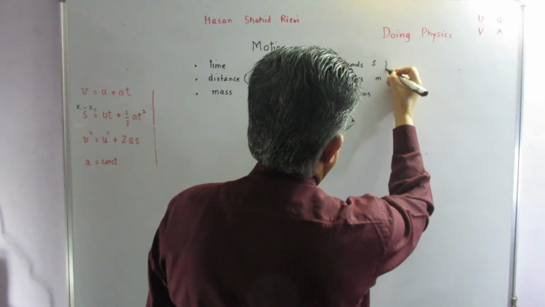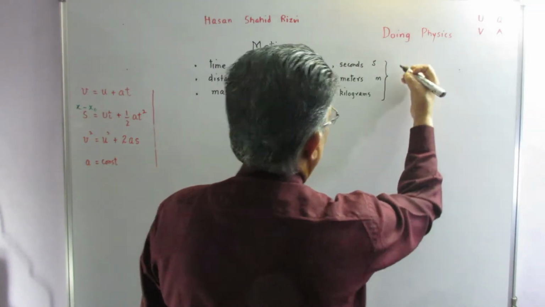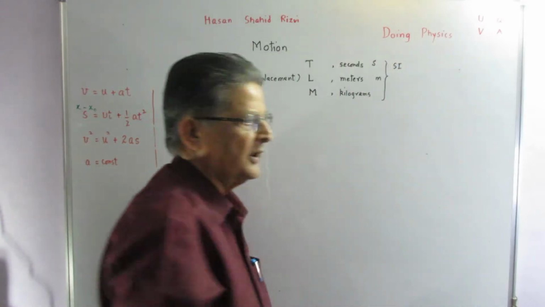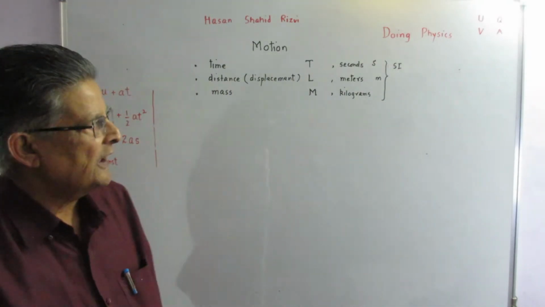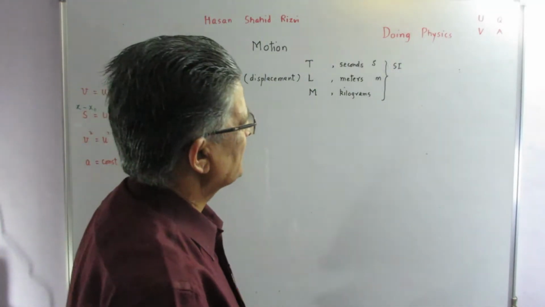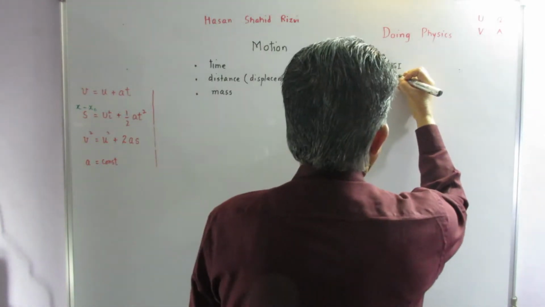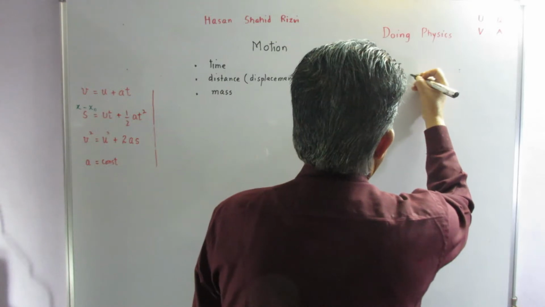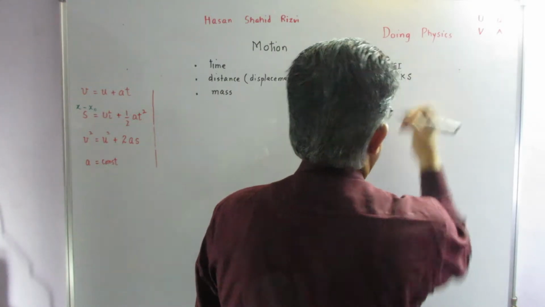So this gives us the SI system, System International, the international system, or this is also called the meter kilogram second system.